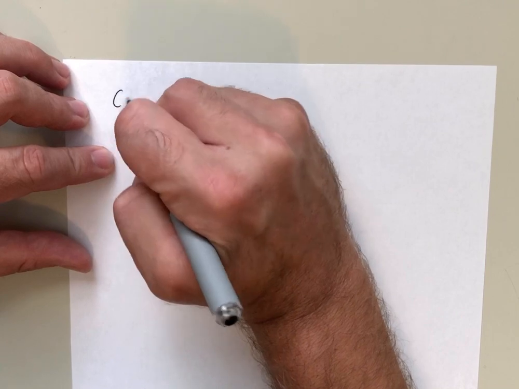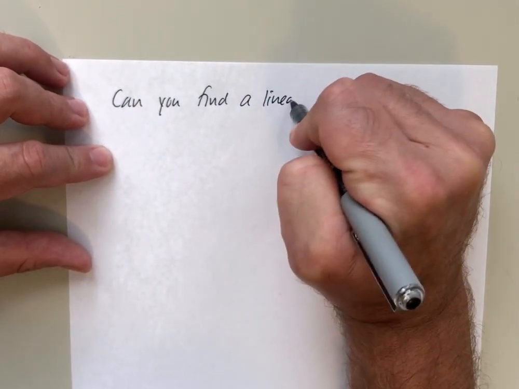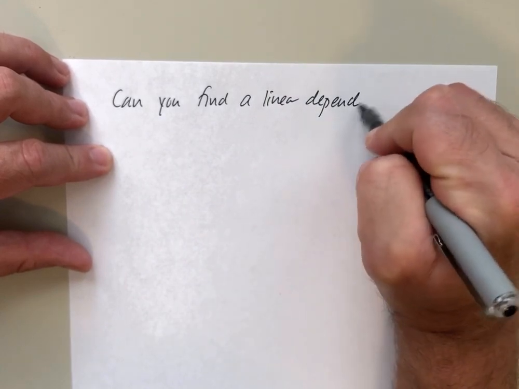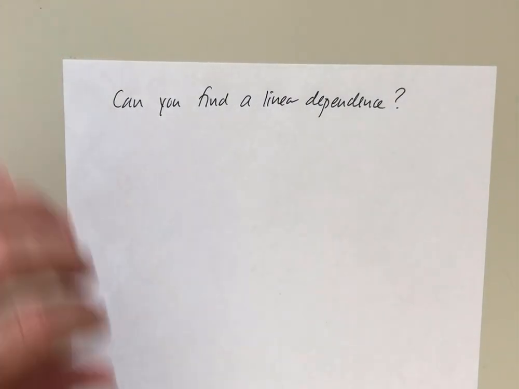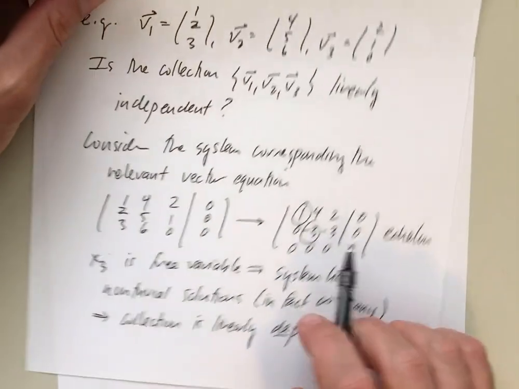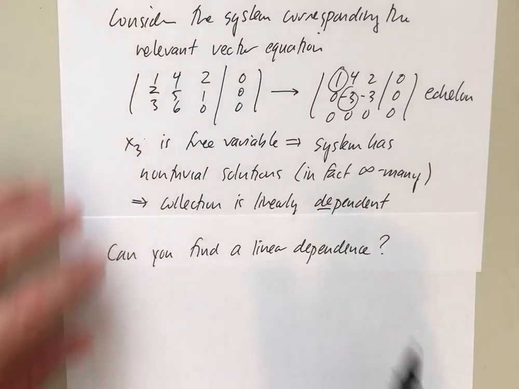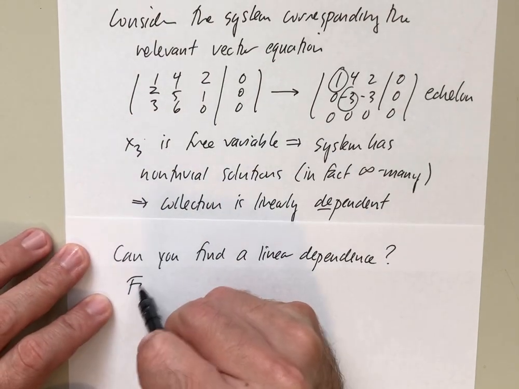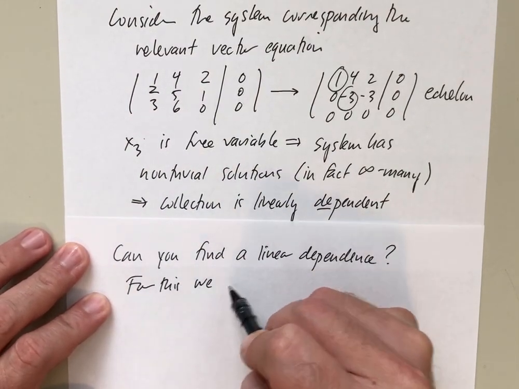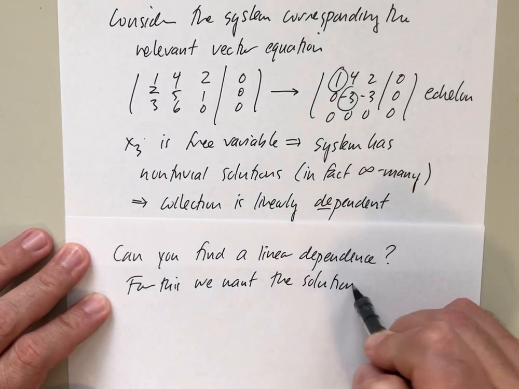And maybe just to riff on this example a bit more, what if I now asked you, can you actually find a linear dependence? Well, again, new words for something we already know. This is just asking for a particular non-trivial solution for this system. So let me go through and actually do that for you. For this, we want the solution set, right? We want a description of the solution set.